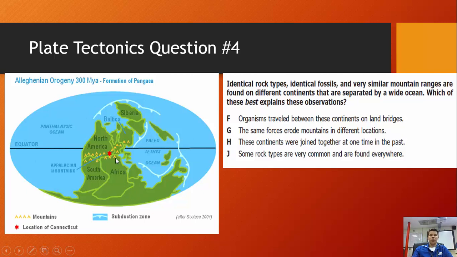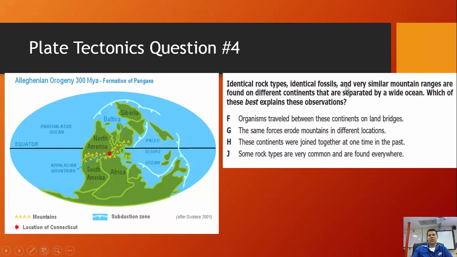Now, another part of his theory was that these rocks would line up. So he would study the layers of rocks in North America and Europe, as well as in South America and Africa, and he noticed that the rock layers lined up. Part of his explanation was there's no way that you'd have the exact same rock layers in the same places if they were not all connected at one time. So let's look into the question.